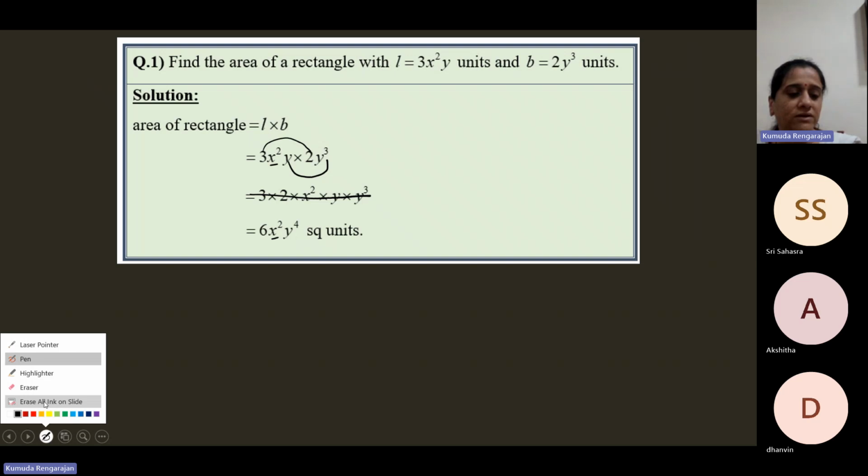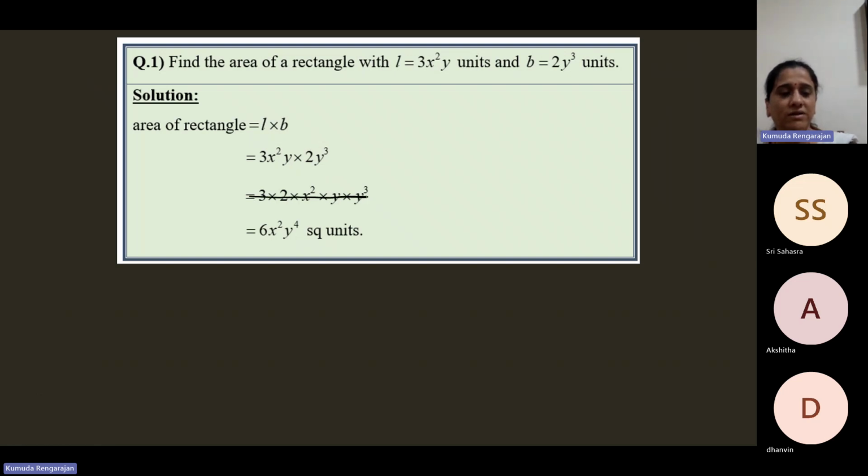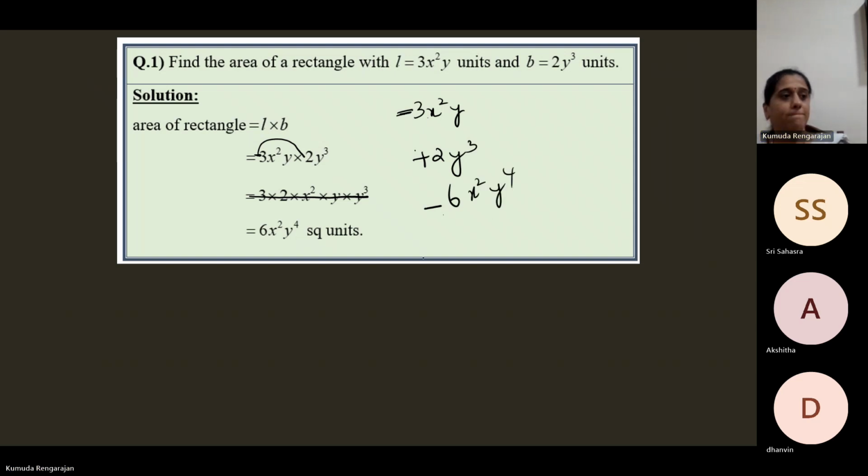I told you, multiply the signs, multiply the numbers, multiply the literal factors. Supposing it was a minus here, then you should multiply minus into plus. The terms are 3x squared y and 2y cubed, right? So if this has a minus sign, minus into plus, minus. Multiply the signs, minus into plus, minus. 3 2s are 6. And then everything else follows.